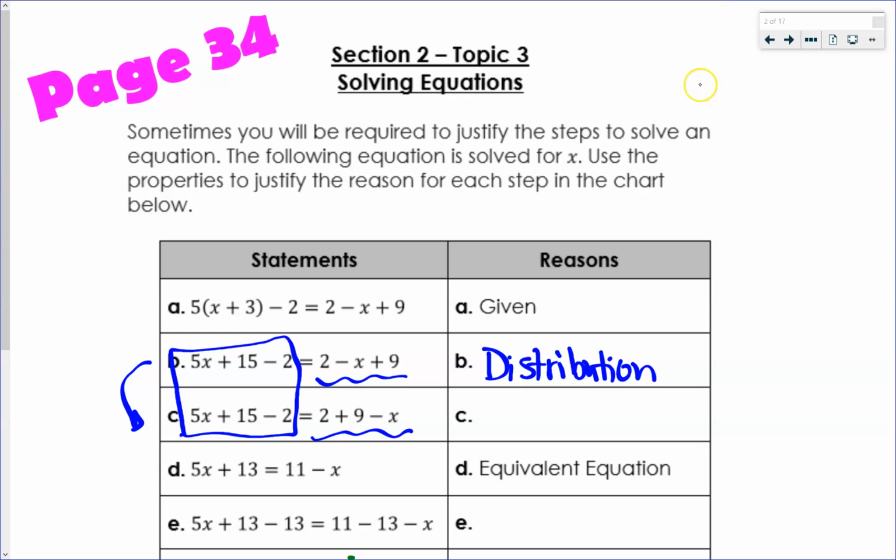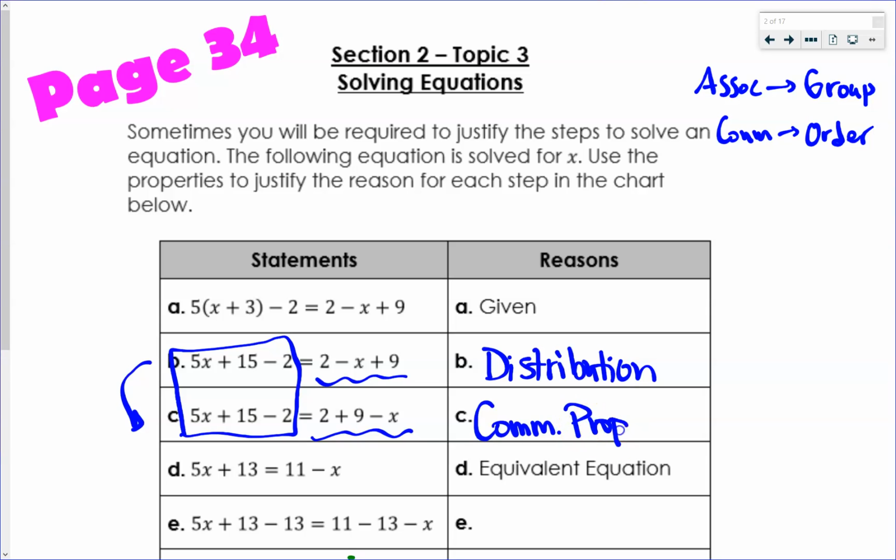Remember, we had two other properties. We had the associative and we had the commutative. Associative is if your grouping got changed, and the commutative was when order was changed. So here they changed the order of things being written. So this was our commutative property. All right, part D is an equivalent equation. They actually combined like terms. They just did 2 plus 9 to get 11.